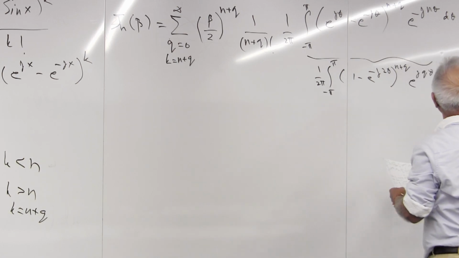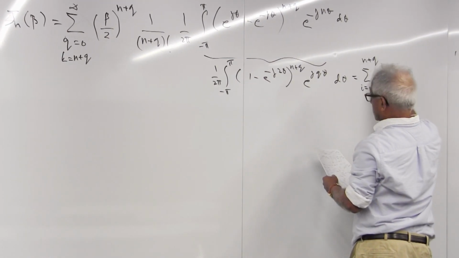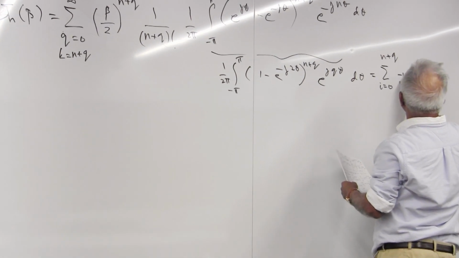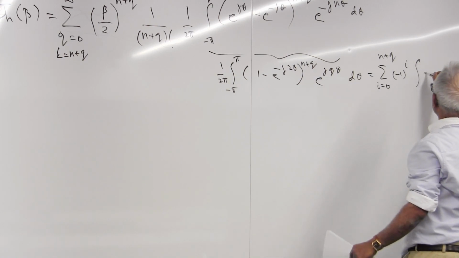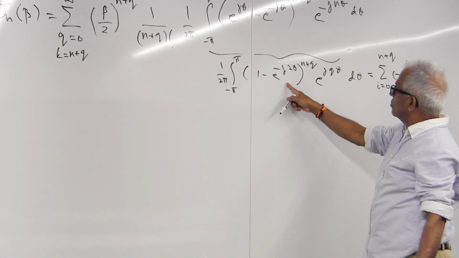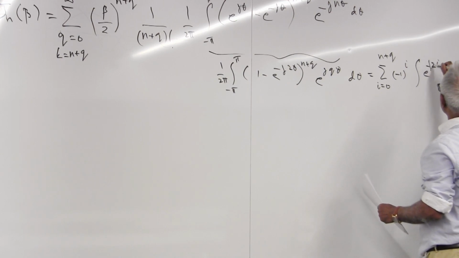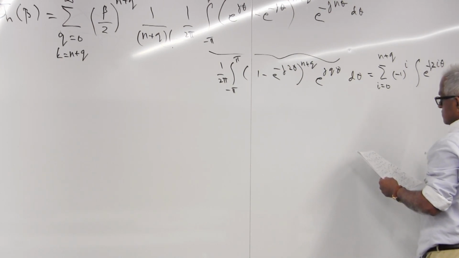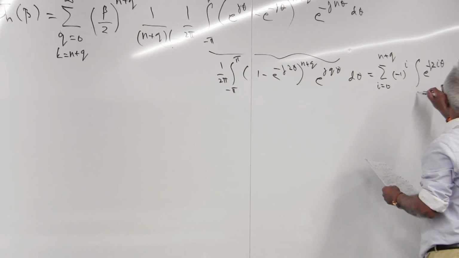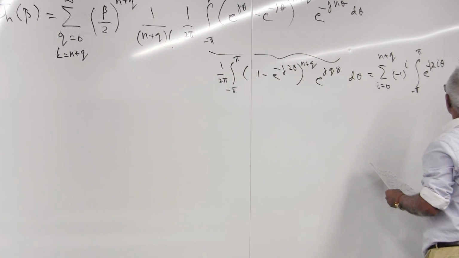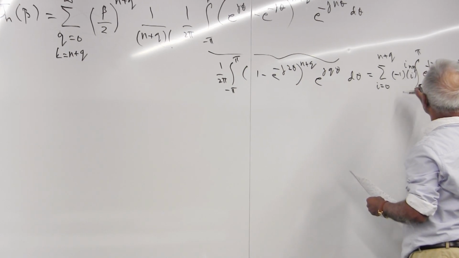And to simplify this, we just expand this. So this is the sum over I equal to 0 through n plus q, minus 1 to the power I, summation, e raised to, so first term raised to the power I, so minus 2i theta, and e raised to j q theta, integrated from minus pi to pi. And there is an n choose k, n plus q choose I here.